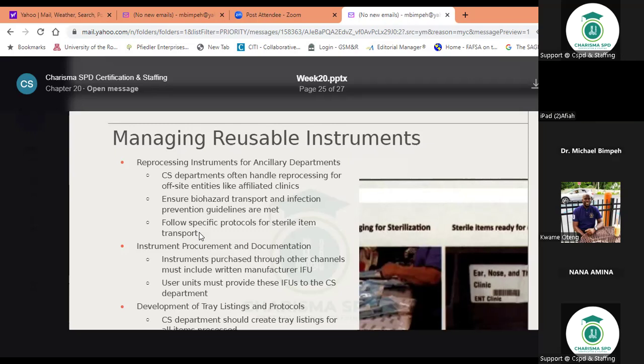And it becomes a challenge. Now, ensure biohazard transport and infection prevention guidelines are met. That's why I said the DOT, Department of Transport, guidelines will have to be followed. Once offsite comes in, DOT comes in. But if it's within the hospital, then it's about AB and those kinds of things. But once outside, DOT comes in strongly to guide how to transport contaminated and sterile. Now, follow specific protocols of sterile transport.